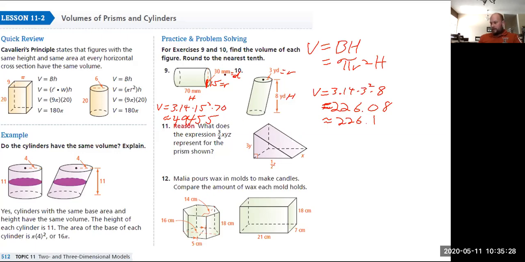Other thing that I didn't do on either of these problems yet, you need to make sure you include your units. So we have millimeters cubed. That was supposed to be an M. And this one was yards cubed.